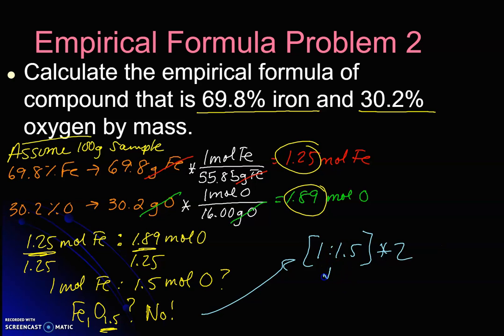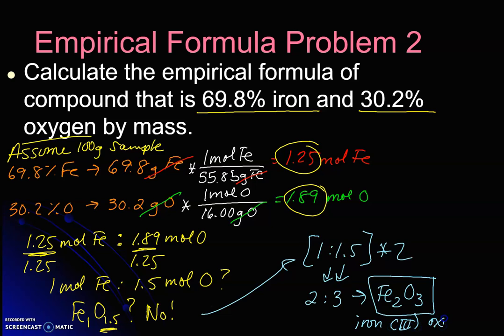Double the whole thing. This changes to a 2 to 3 ratio, which means Fe2O3 is our empirical formula. This is iron(III) oxide. So this is where we implement that last rule because we don't have a whole number in our ratio.